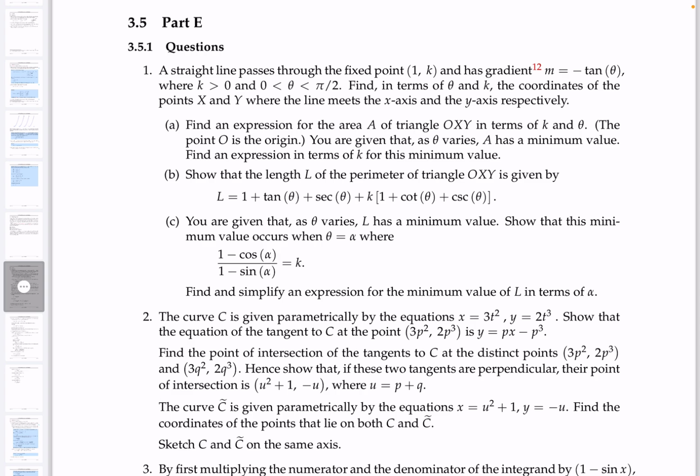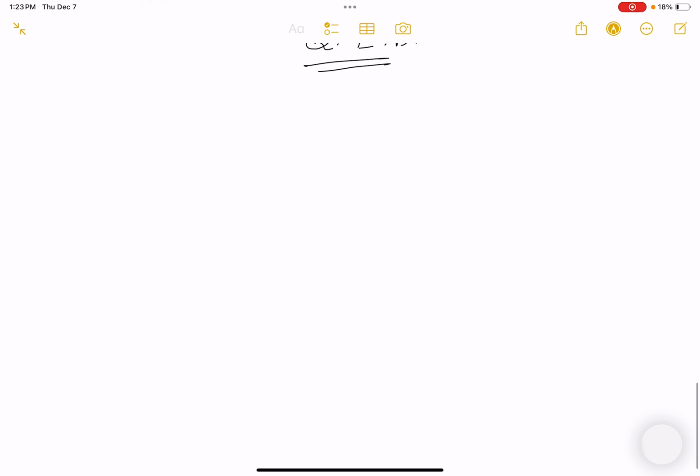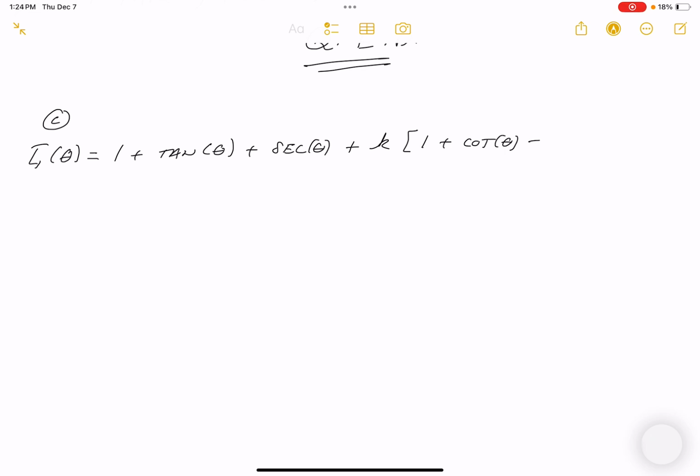So I'm going to go back to the whiteboard again, and I want to remind you that we know what L is. This is C, by the way. We know L is a function of theta. And what's that function going to be? I'll write this down for you. It's 1 plus the tangent of theta plus the secant of theta plus K times 1 plus the cotangent of theta plus the cosecant of theta. We just derived this, by the way.